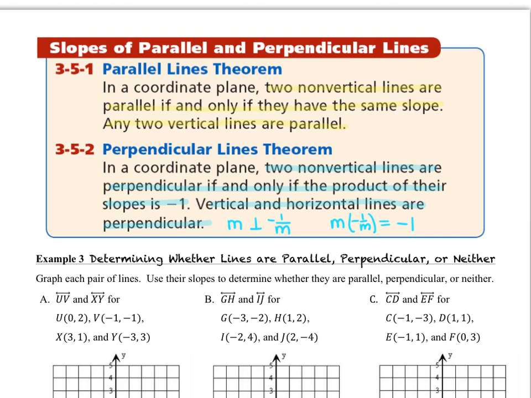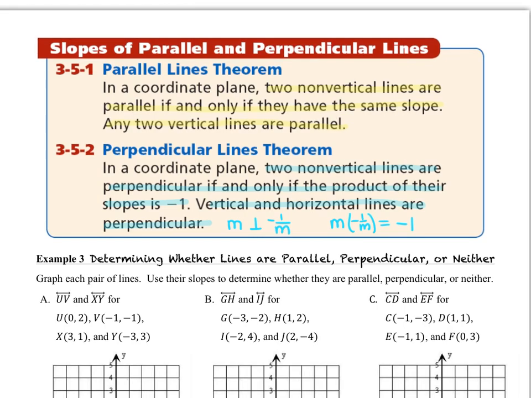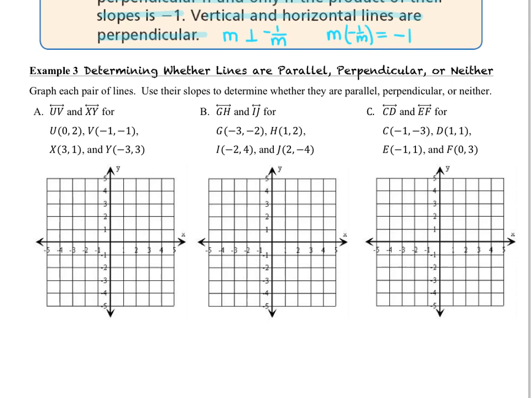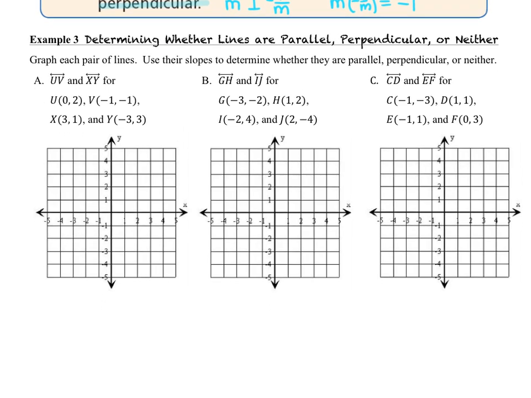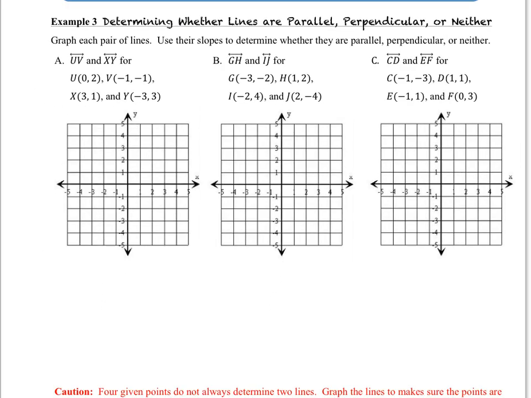Let's take a look at example 3, where we're going to be using these two new theorems that we just learned. Very often we're tempted to just look at a graph and say whether or not we think that lines are parallel, but we're not going to do that anymore. We're going to be specifically using the slopes. Example 3 says determining whether lines are parallel, perpendicular, or neither. We're going to graph each pair of lines and then use their slopes to determine whether they're parallel, perpendicular, or neither one of those two.